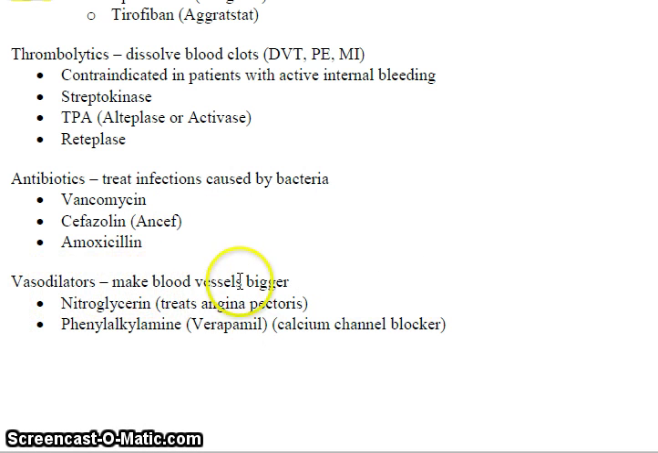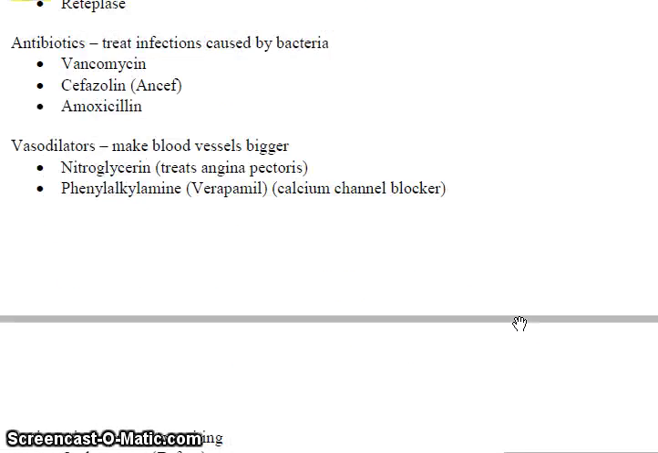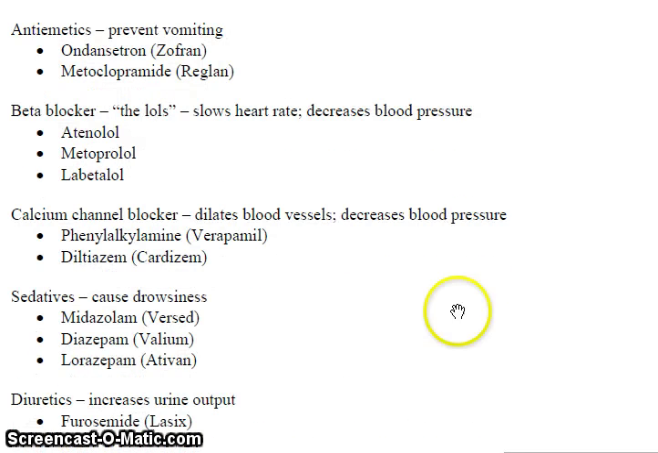Vasodilators, these make blood vessels bigger. Nitroglycerin is a big one, treats angina pectoris. And then there's verapamil, which is a calcium channel blocker. Antiemetics, these prevent vomiting. You have Zofran and Reglan. Beta blockers, so all of these end in LOL. These slow the heart rate and decrease blood pressure. So atenolol, metoprolol, and labetalol.